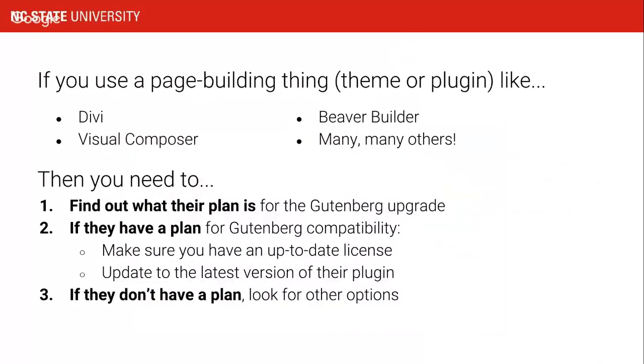So the key thing for you right now, if you use a page building thing like this, and again, you can talk to your site administrator if you're not sure, is to find out what the page builder company's plan is for Gutenberg. If they don't have a plan, maybe start looking for other options. If they do have a plan, make sure that you have an up-to-date license and make sure that you're updating to the latest version of their plugin before WordPress 5.0 is released.